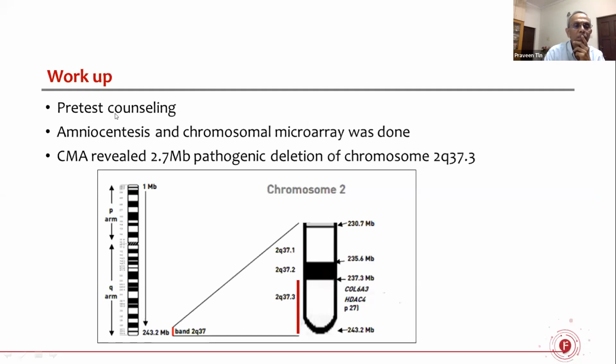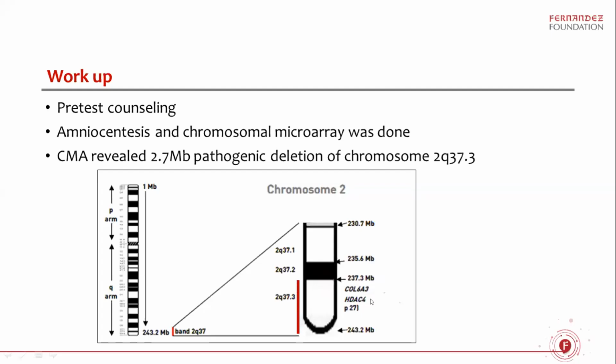Pre-test counseling was done for the couple, and they were given the options of amniocentesis, fetal karyotype, and microarray. The couple opted for amniocentesis and chromosomal microarray. Microarray revealed a 2.7 MB heterozygous pathogenic deletion of chromosome 2q37.3. As we all know, each chromosome has a P arm and a Q arm. In the Q arm, the 2q37 band has three regions: 2q37.1, 2q37.2, and 2q37.3. And this 2q37.3 is the region which is deleted in this particular fetus.